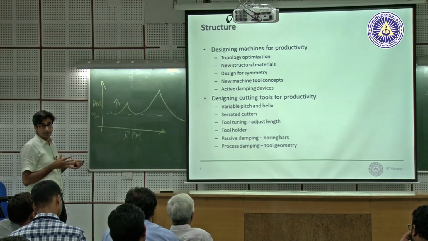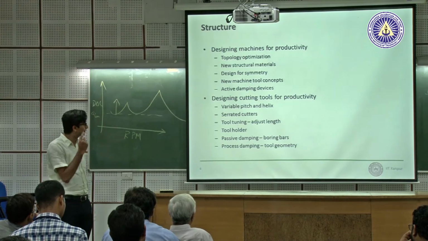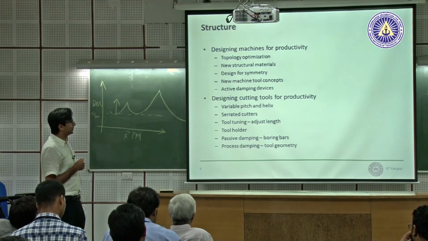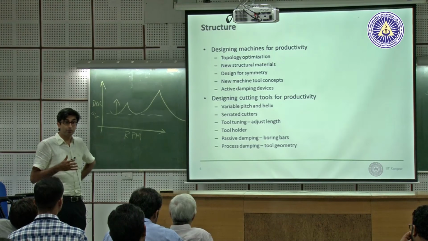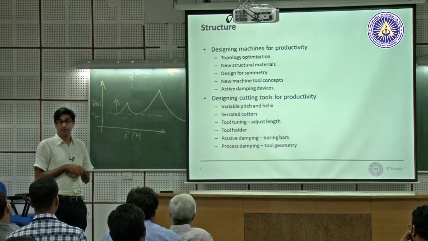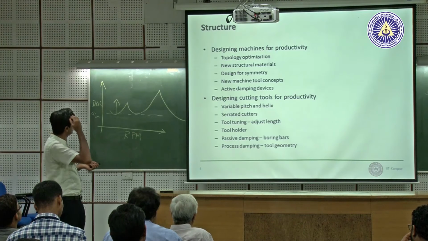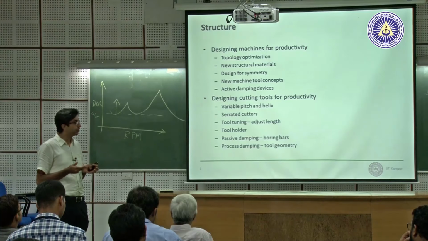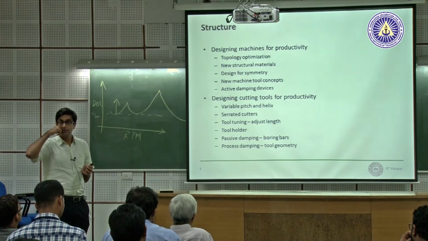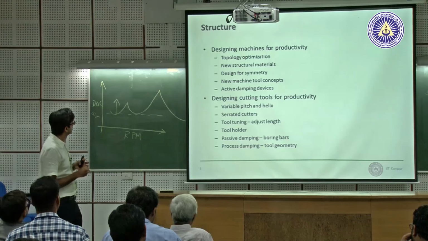Design for symmetry. This is my pet project, but this is something I'm very interested in. I'll show you why. New machine tool concepts: how you can have different kinematic configurations which will give you better structural rigidity. And active damping devices, which Dr. Ganguly spoke about in the morning, how you can use that and put it inside the machine, again to push that limit up. Our objective is to build a better machine, more productive, more stable.